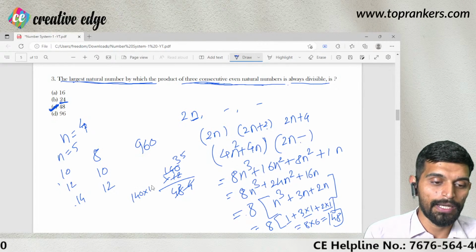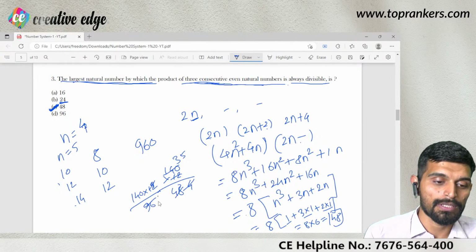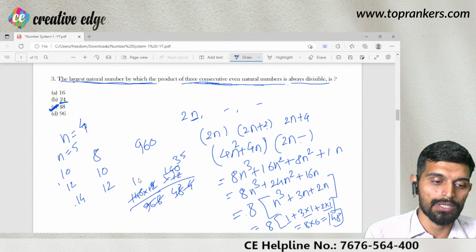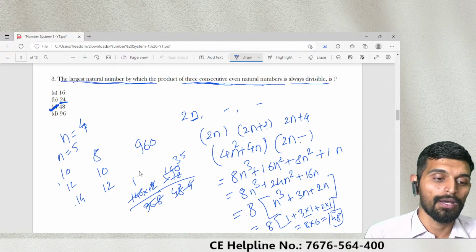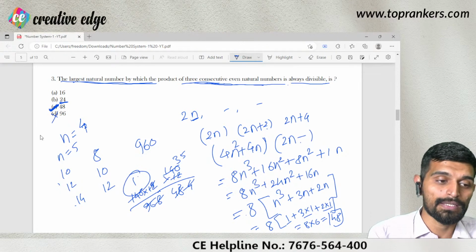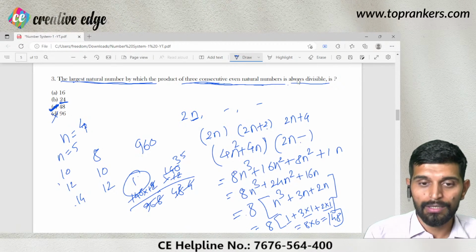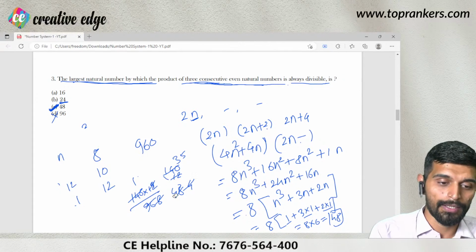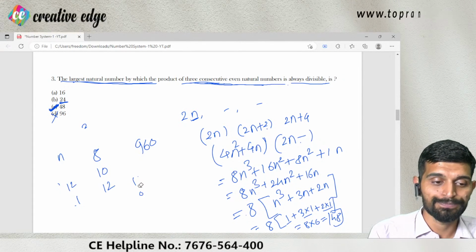But what about 96? What about 96? This is 8 times. 8 ones are 8. Carry over is 6. 6 0 60. Not divisible. That's why I cannot have 96 as my answer, but 48 as my answer. Right? So how do we determine this? Let us learn this with the structure.